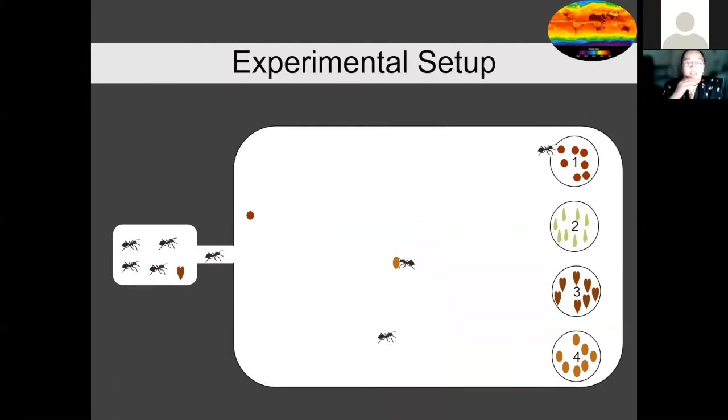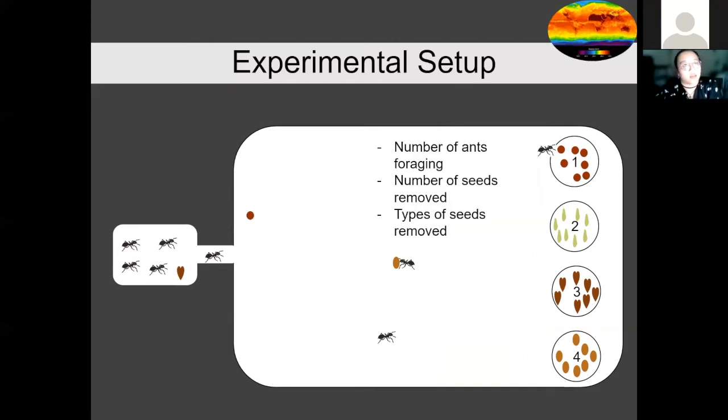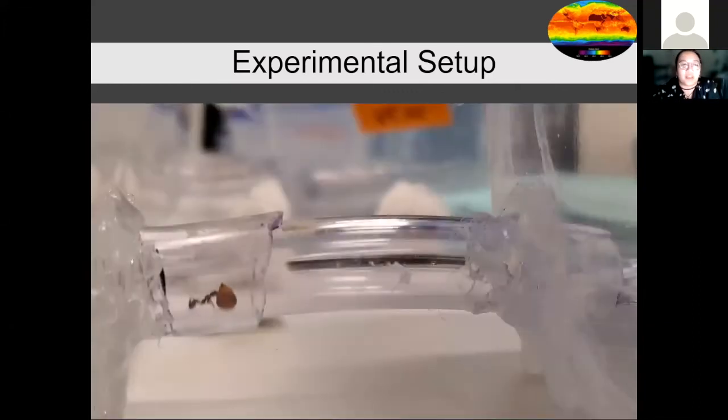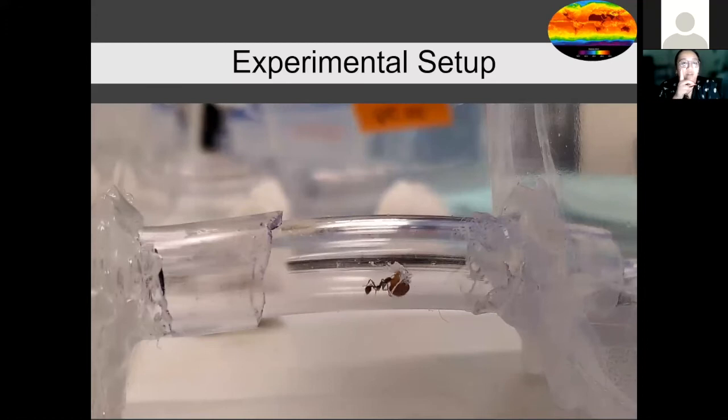When we had these depots out, it was for 24 hours, and we just measured all the activity. So we looked at things like the number of ants foraging, the number of seeds that they removed, and also the type of seeds that they removed. And here, of course, is a nice video of one of our workers working very hard to get her trillium seed back to her nest. I do have to say, something about the lab setting, I think they knew when I was recording them, because this was one of the only videos I was able to find.